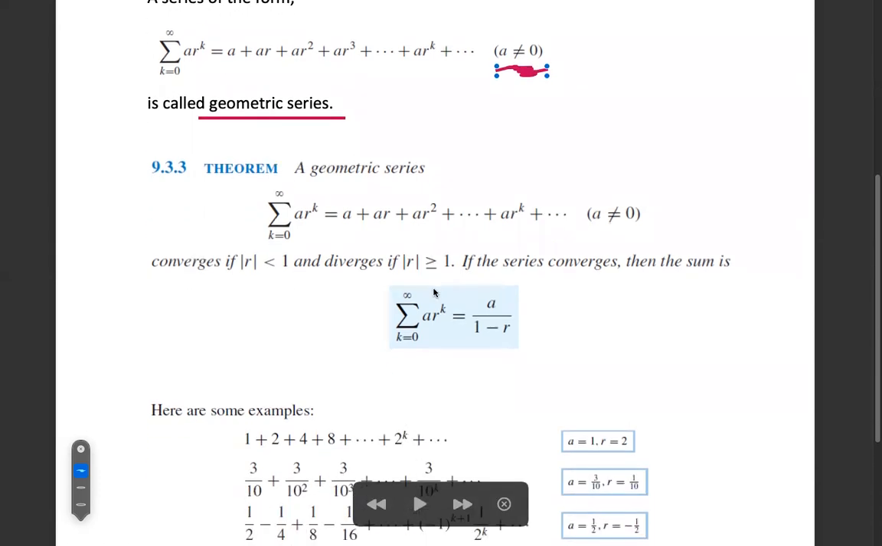Now a geometric series a r raised to k converges if the absolute value of the common ratio, modulus of r, is less than 1. And if modulus of r is greater than 1, the series diverges. If the series converges, that means modulus of r is less than 1, then the sum of the series is equal to a by 1 minus r. Here a is the initial term and r is the ratio.